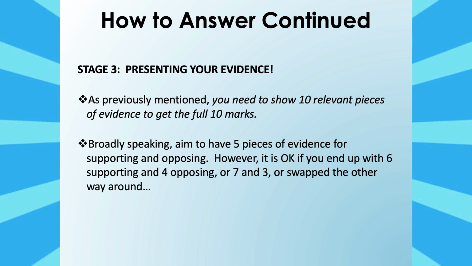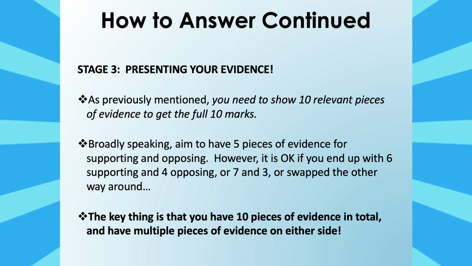However, it's totally okay if you end up maybe with 6 that support and then 4 that oppose, or maybe even 7 that support and 3 that oppose. Or it could be the other way around. You could have 6 that oppose and only 4 that support, or 7 that oppose and only 3 that support. Any of those options are fine. The key thing is that you have 10 pieces of evidence in total and that you have multiple on either side, okay? So 10 in total, aim for 5 and 5, but if it's 6 and 4 or 7 and 3, that's going to be perfectly fine, okay?